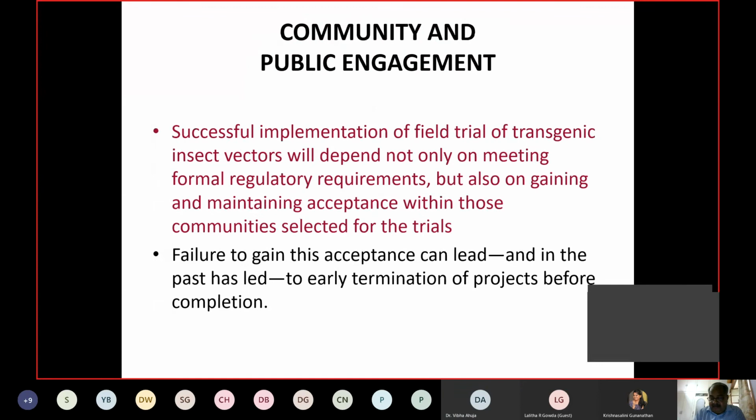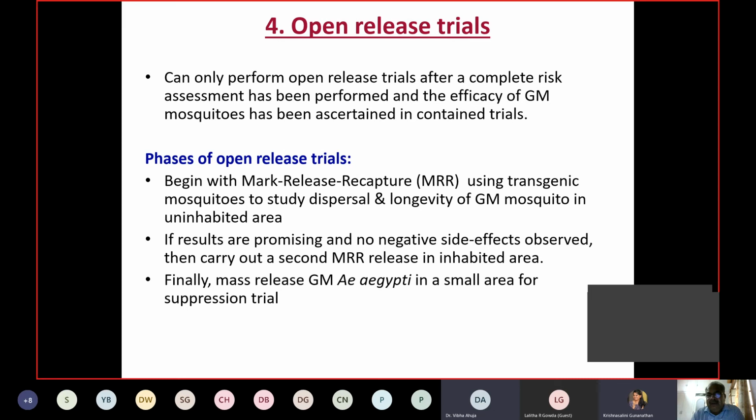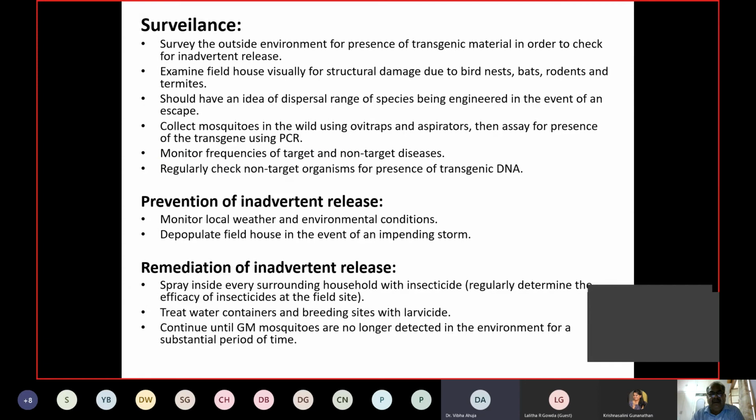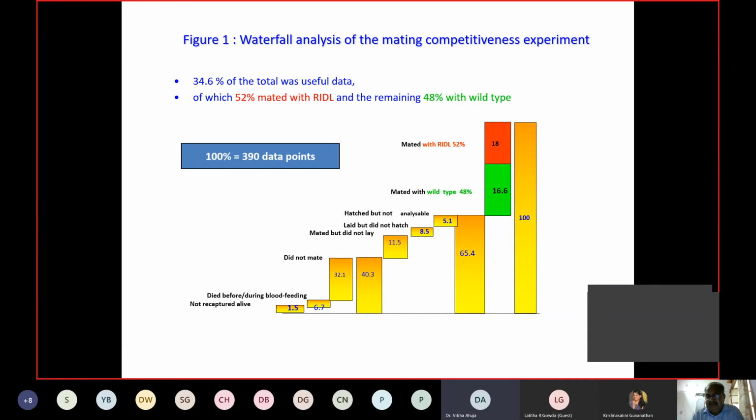Hello. Yes, ma'am. Sir, today our focus is mainly on the containment facility, which you have already explained. I think the community and public engagement we can have later. Yeah, I'm not talking of that. Sir, I'm not touching it. Today the focus is basically on the work in contained facilities, which you have already explained. Yes, I think maybe you can just... I'm closing here.